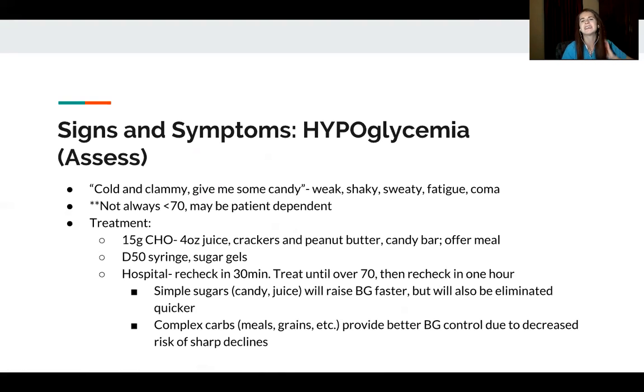Simple sugars like the candy and juice will raise the blood sugar faster. However, it will also cause it to be eliminated quicker and a faster drop. Complex carbs such as meals, grains, anything that's not synthetic has better blood glucose control because it takes a little bit longer for the body to eliminate that.